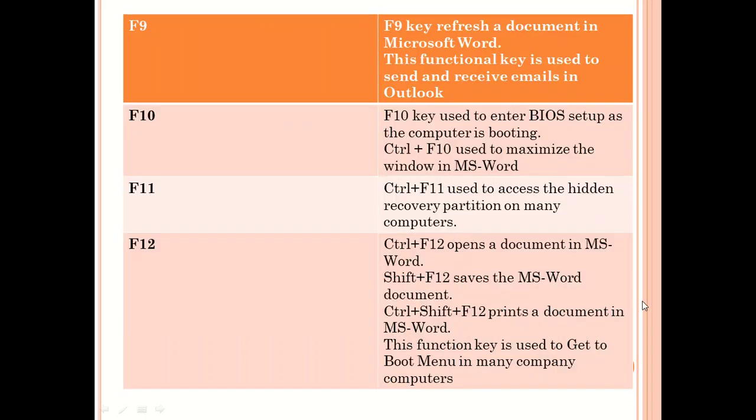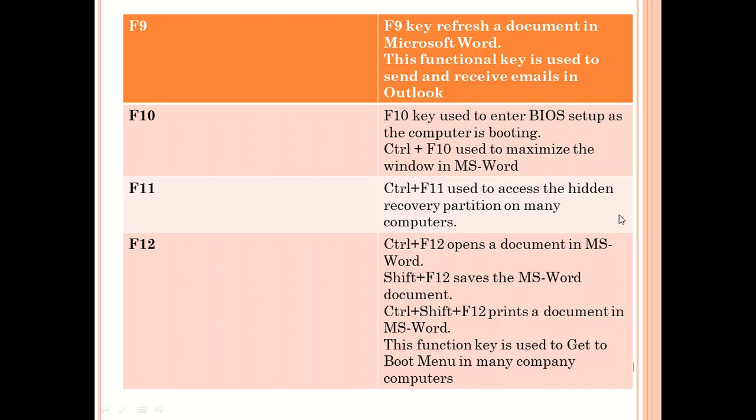Now going further, we have F9. F9 is mainly used to refresh a document in Microsoft Word. So if you want to do that, you use F9. F10 is mainly used to enter the BIOS setup. It is also used to maximize the window in Microsoft Word. Now if you press Control plus F10, you'll get a maximized window in Microsoft Word.